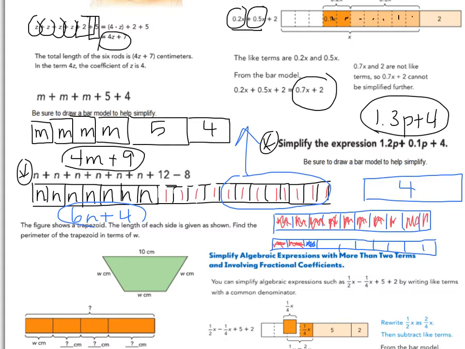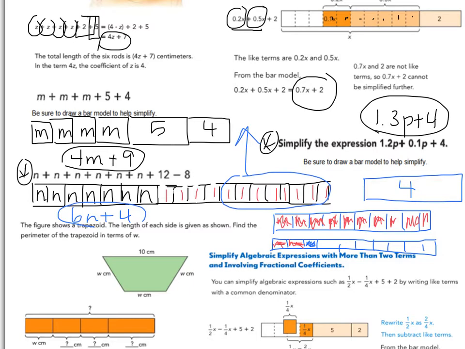Okay, so I have 6 n's, so I am going to add those all together, and I get 6 n's. And then I start with 12, and I'm taking 8 away. So what I did is I made 12 little boxes, one each being 1, and then I took 8 of them away. So I circled 8 of them, and I'm taking them away. So that left me with 6 n's plus 4 1's, so 6n plus 4.